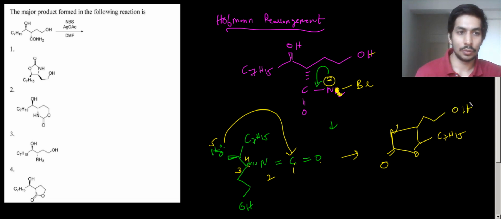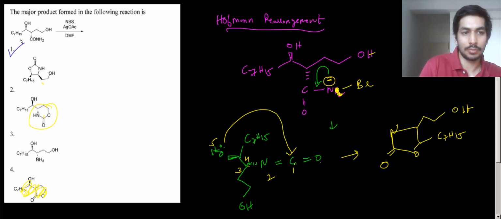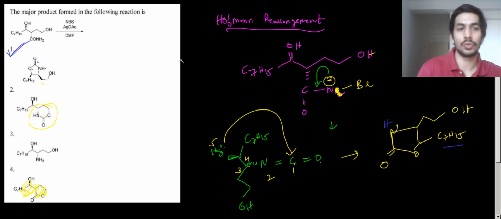So if you look at the options, in this option there's no nitrogen group, so this cannot be correct. In this option we have no nitrogen group. If you compare these two, this is a 6-membered ring, so obviously this cannot form as well. That is why the only plausible answer over here is option number 1. You can see OCONH, and that is what we have got, OCONH. And to the carbon which is attached to NH, we have the CH2OH group, and to the next group we have C7H15, right? So this was the example of Hofmann rearrangement.